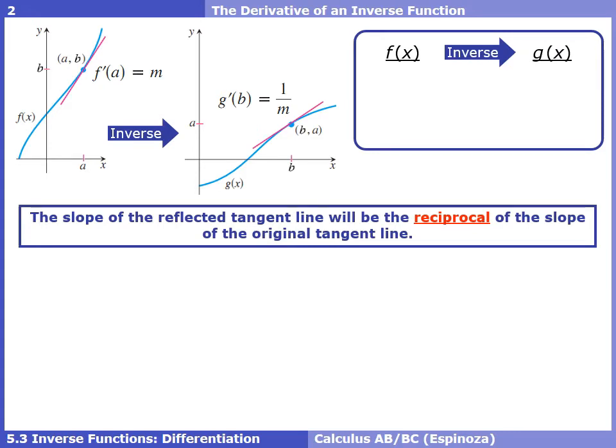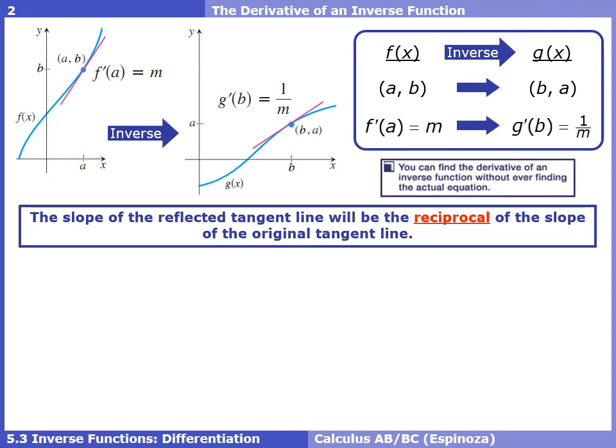So we're going to suppose that f is our original function, and when we take the inverse of it, it's going to give us g. We know that the point (a, b) on the f function becomes the point (b, a) on the g function. And if I know the derivative at a is equal to m, then we know the derivative for g at point b is equal to 1 over m. So the good news here is we can find the derivative of an inverse function without ever actually finding the equation for the inverse. If we can just find the derivative for the original function, then we just have to take that slope of m and write it as a reciprocal for the inverse function. So these are actually very basic, straightforward problems once you realize that little fact.